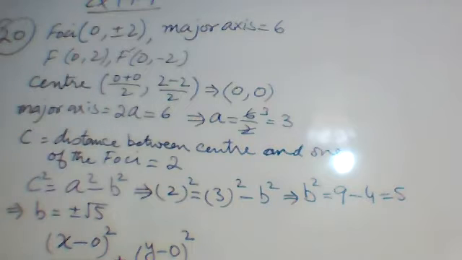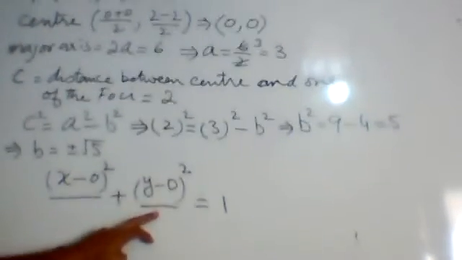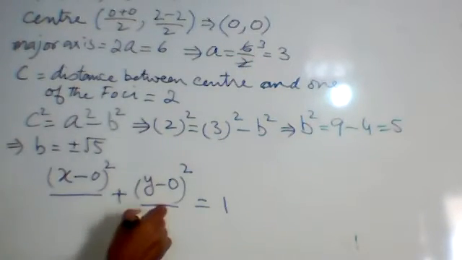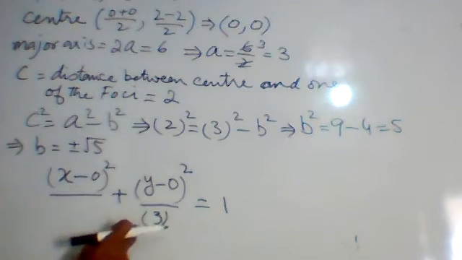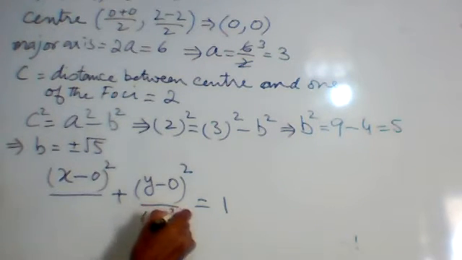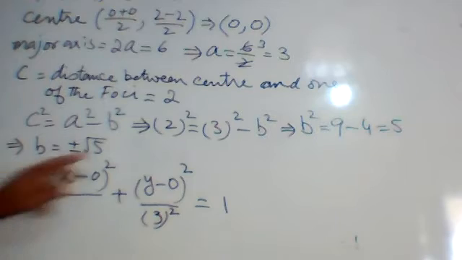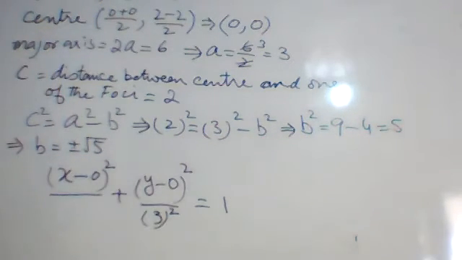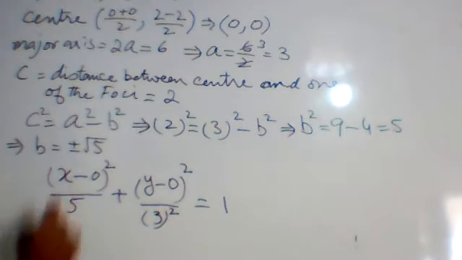So a square will become under y square. a was 3, so 3 square will be under y square. And under x square will be b square. b square is 5.